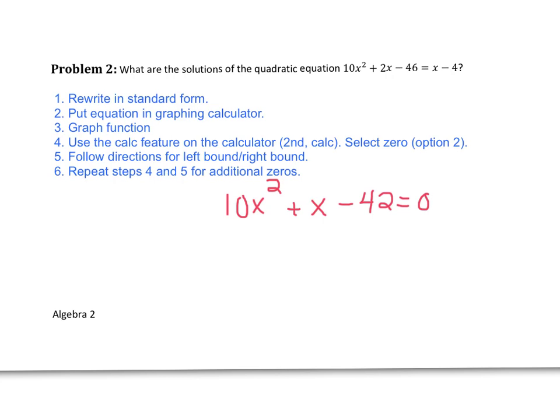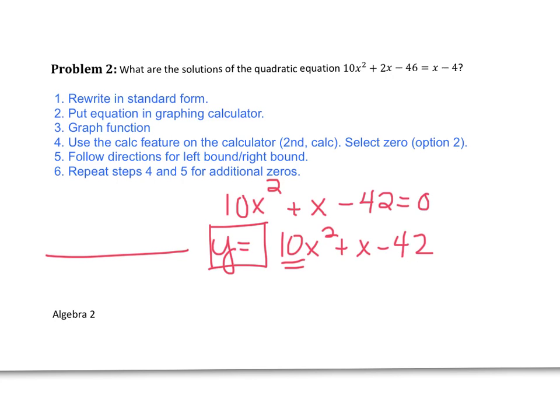Step 2, we're going to put the equation in the graphing calculator. So up at the y equals, when you hit that button in the top left-hand corner, I want you to put in the equation 10x squared plus x minus 42. And if you were to graph that, you are going to see it's a parabola opening up as it should. Your a value is positive, and you probably see something kind of like this maybe on your screen. And we're looking for those 2 points right there. We're looking for the zeros of the function.